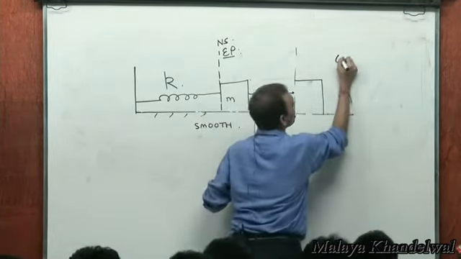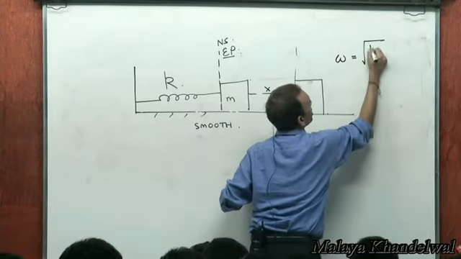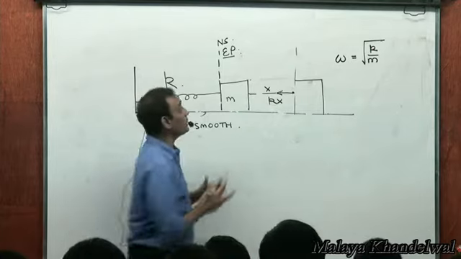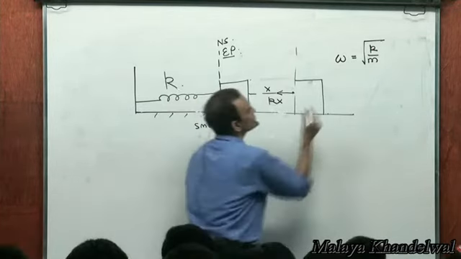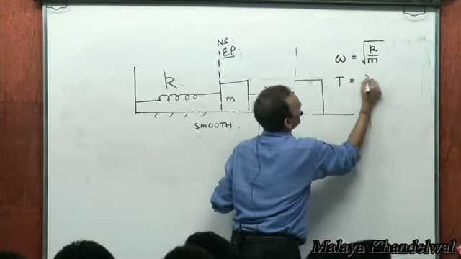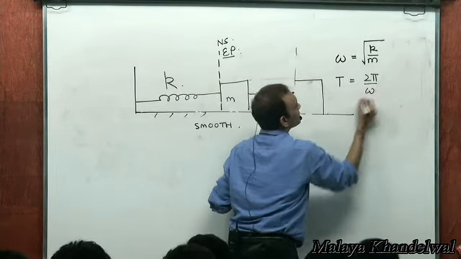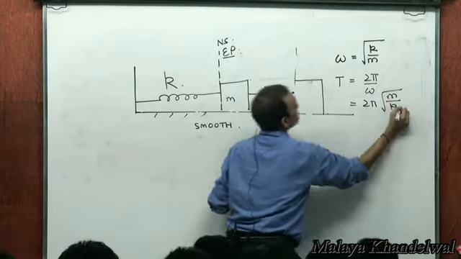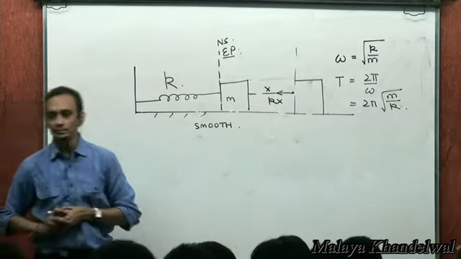Therefore, the angular frequency of this motion would be root k by m. Omega squared is k by m, so omega would be root k by m. The time period of oscillation of this particle is going to be 2 pi by omega. That means 2 pi root m by k would be the time period of motion, right?